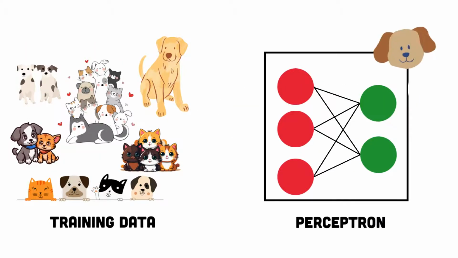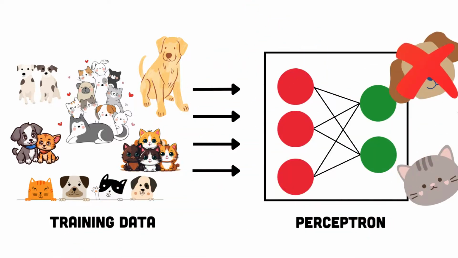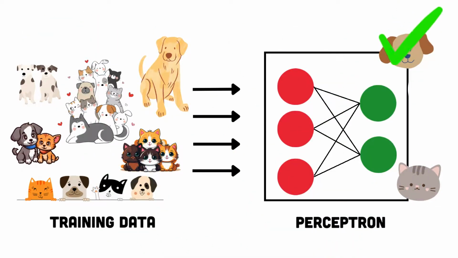During training, we show the perceptron a bunch of images, and each time it tries to guess if it's a cat or a dog. At first, it might get things wrong, but over time, with trial and error, and after lots of practice, it adjusts its weight to get better at making the right decision.